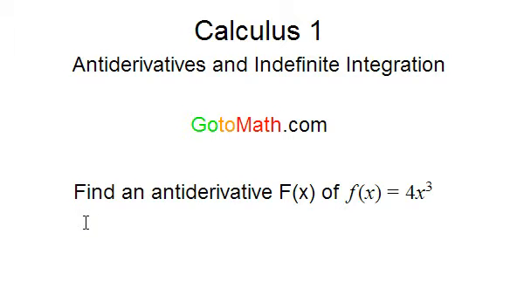The first question we're going to answer here, well, it's not a question, we're going to find something. We're going to find an antiderivative, capital F of x, of small f of x, which is equal to 4x cubed. So let's get busy working some examples. We have f of x is equal to 4x cubed.